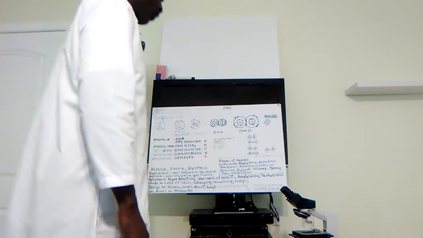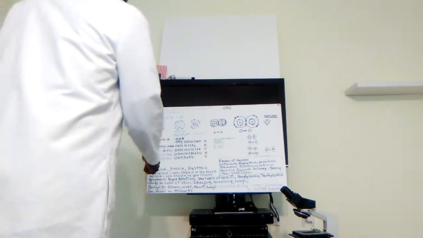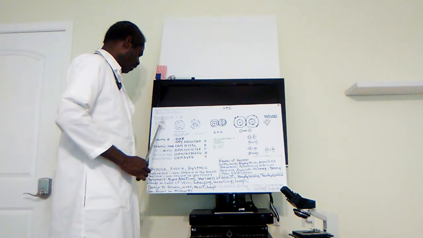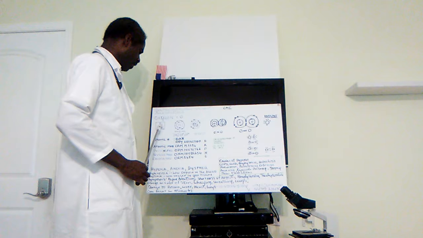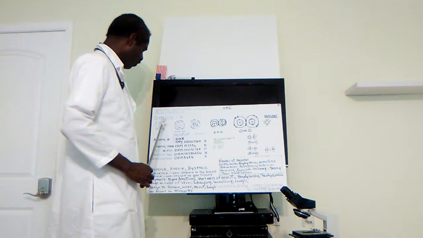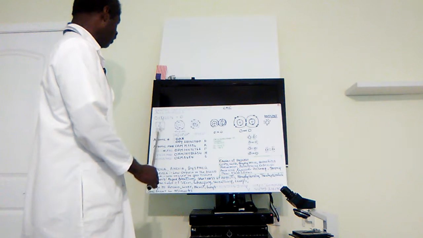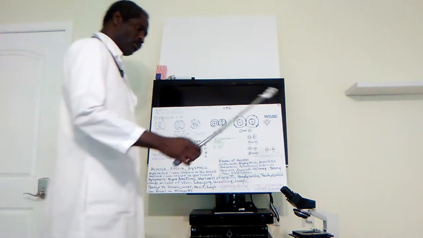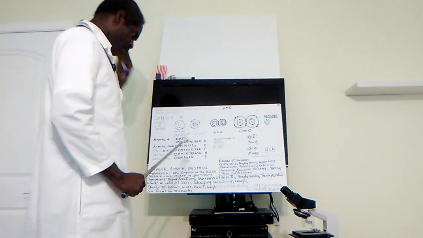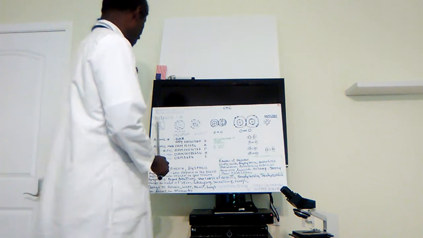But first, let us look at some properties of oxygen. You see, oxygen has atomic number 8 and atomic mass or weight 15.9994. Normally they use 16 to make calculations. And as you already know, there's a difference between the atomic mass and the atomic weight, but for now we'll use them interchangeably.